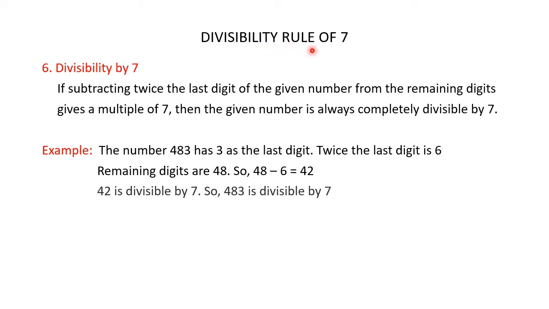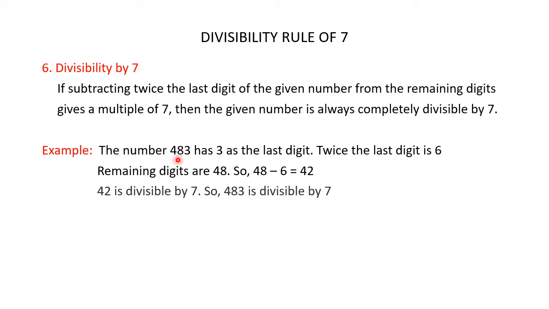Divisibility rule of 7. If subtracting twice the last digit of the given number from the remaining digits gives a multiple of 7, then the given number is always completely divisible by 7. This means to check if a given number is divisible by 7, you have to multiply the last digit of the given number by 2, and the answer you get you have to subtract from the remaining digits, and the final answer, if it is divisible by 7, then the given number is also divisible by 7. Let us understand this with an example.